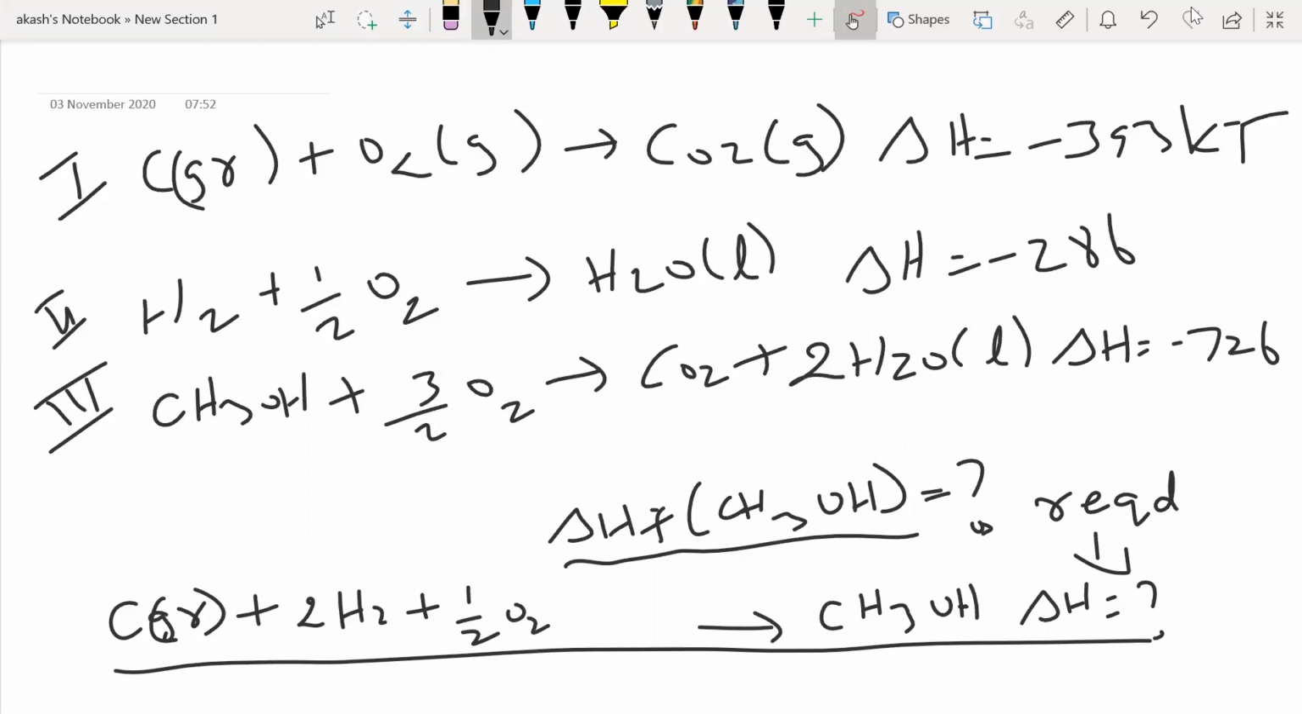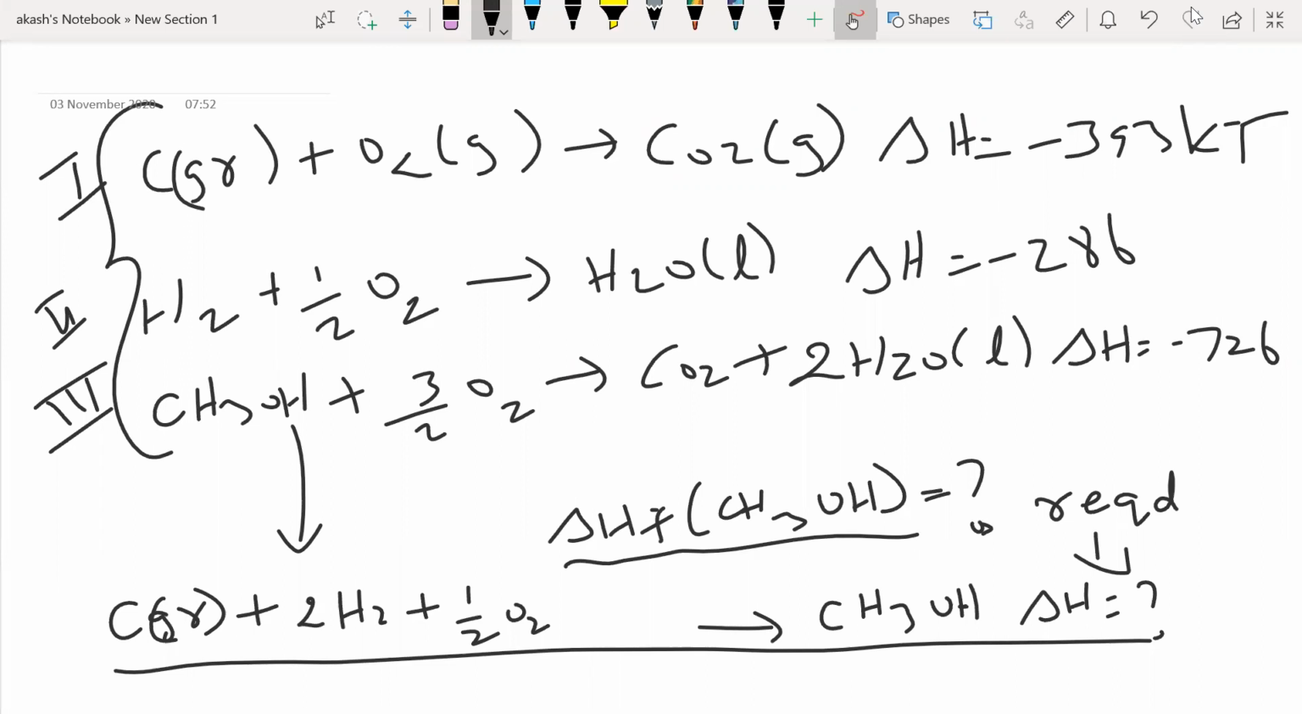Now I have to get the required equation from the given equations. These are the given equations, and the enthalpy values are given to you. From the given equations, you have to find your required equation somehow. You can add, subtract, and do all these things. Now I'll tell you a simple method of how we are going to do it.